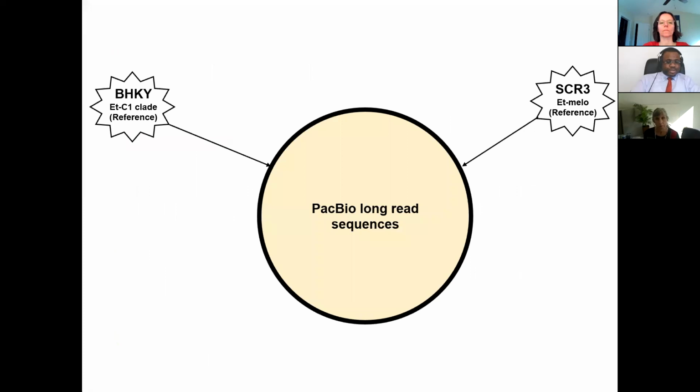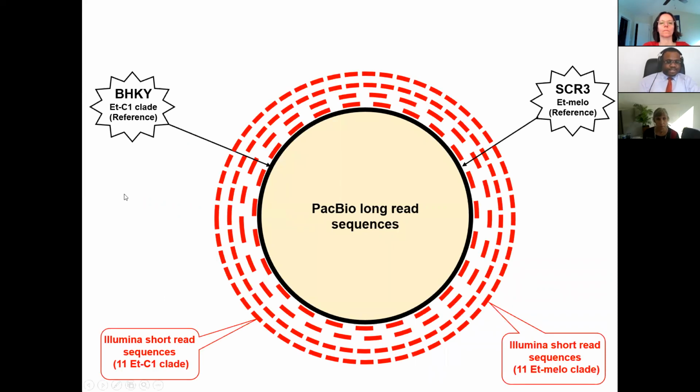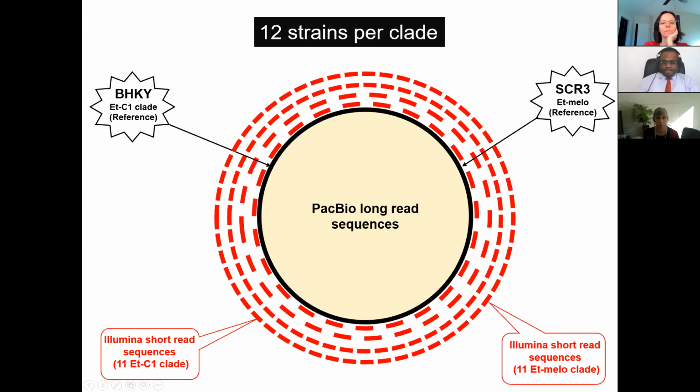So for each clade, what we did was to assemble the genome sequences that included the PacBio generated long read sequences, which were used as reference for 11 Illumina generated short read sequences. And this makes a total of 12 strains per clade.